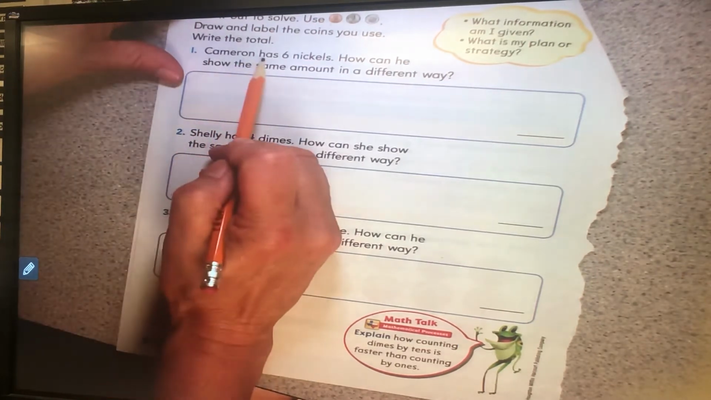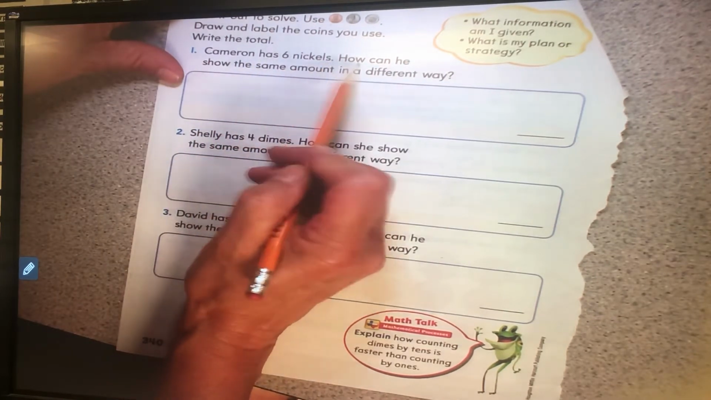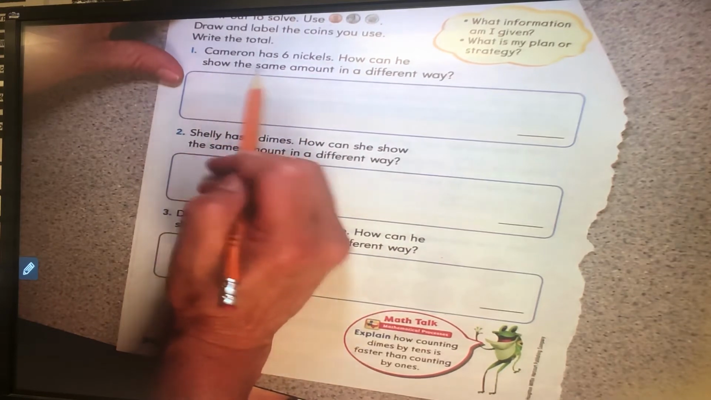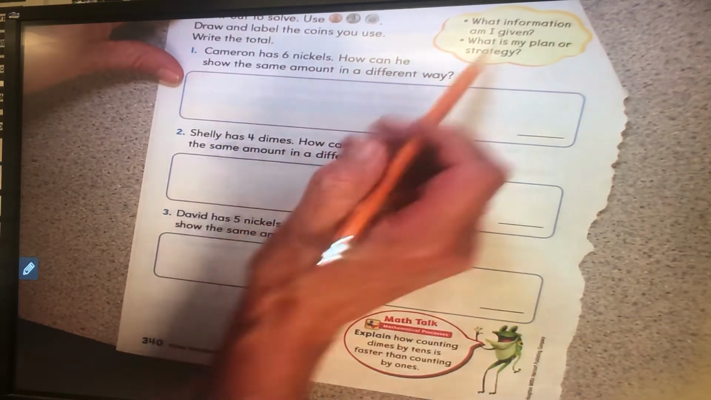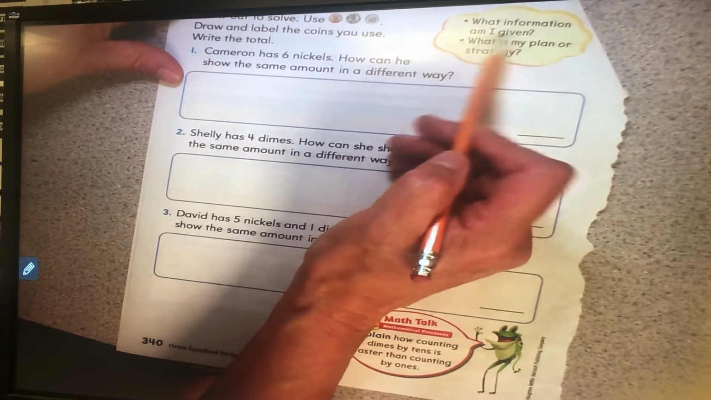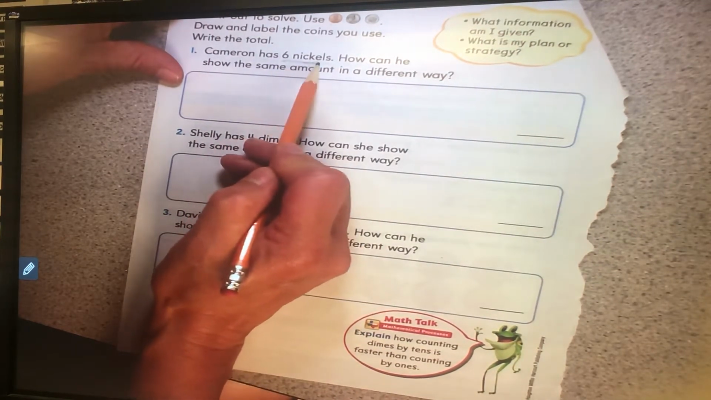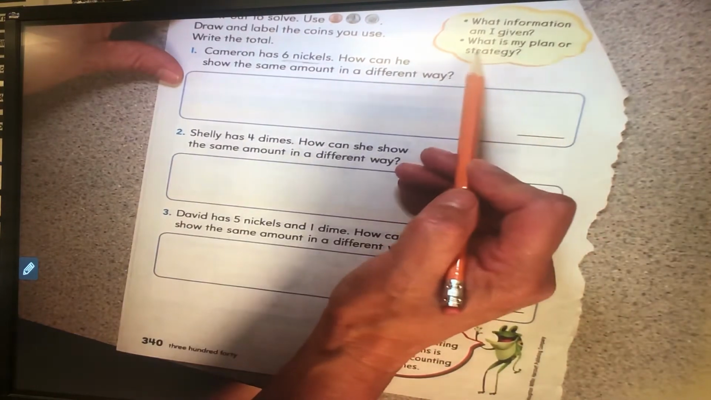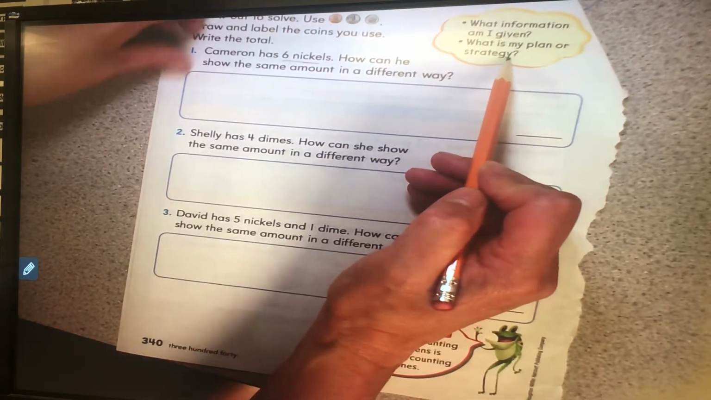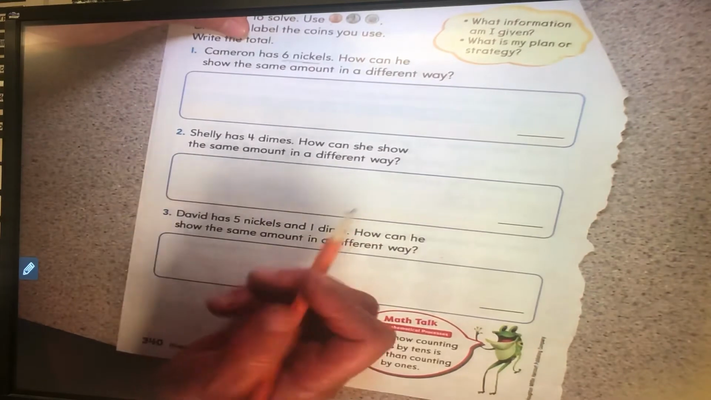All right, Cameron has 6 nickels. How can he show the same amount in a different way? So I'm going to ask myself, what information am I given? Well, he has 6 nickels. What is my plan or strategy? Well, I'm going to act it out. First, I'm going to find out how much 6 nickels is.